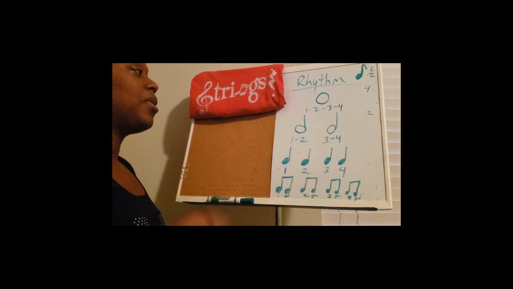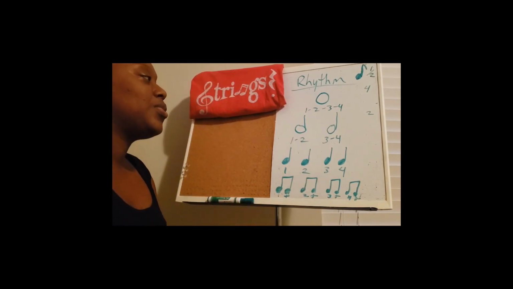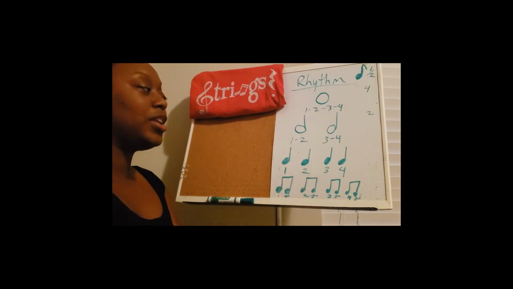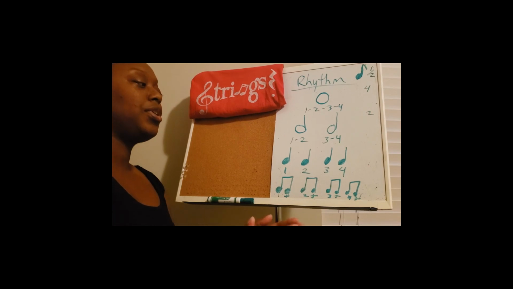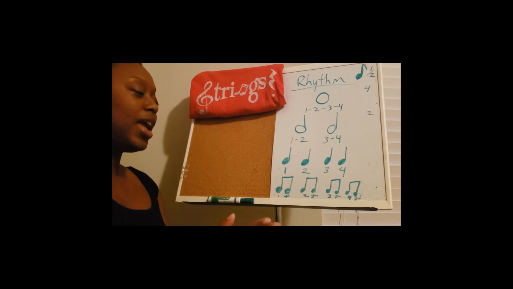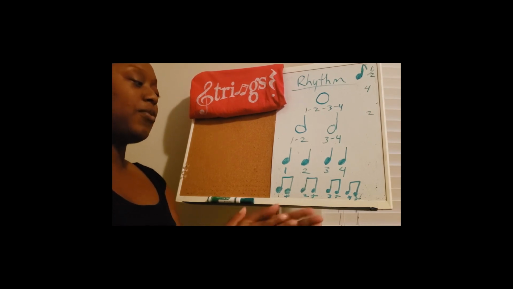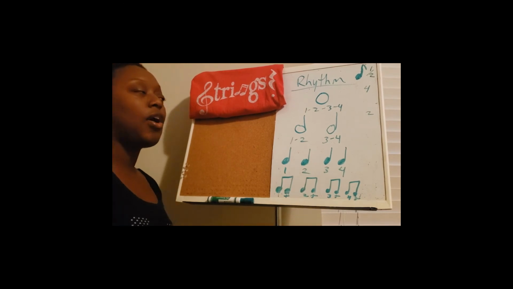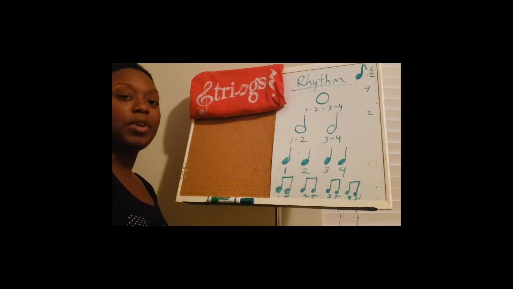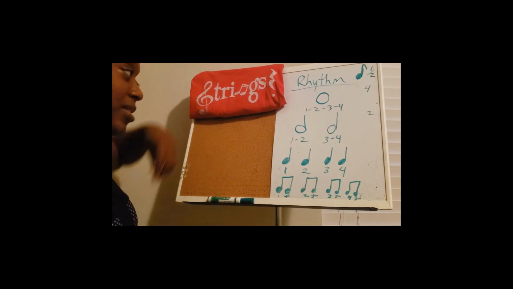Here I go. 1, 2, 3, 4 half notes. 1, 2, 3, 4 quarter notes. 1, 2, 3, 4 eighth notes. 1 and 2 and 3 and 4 and. And that is called the rhythm run through.